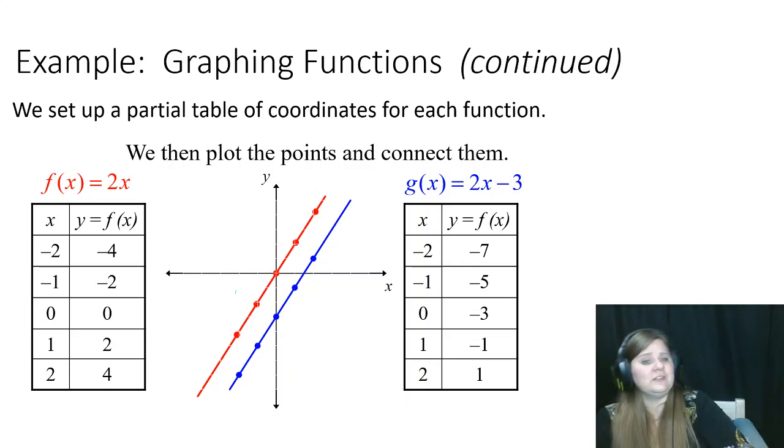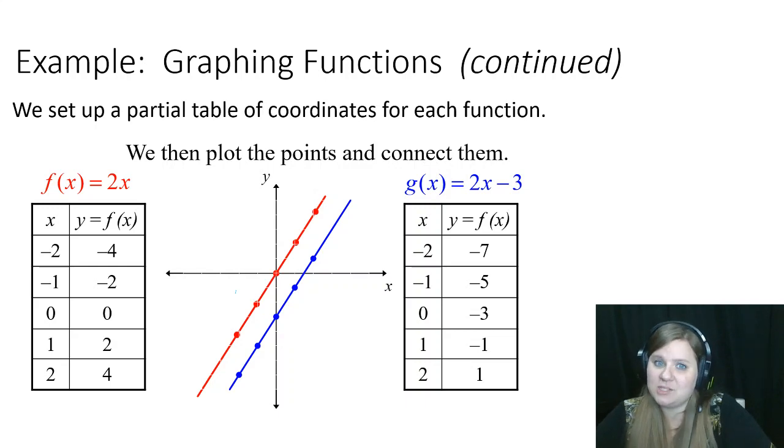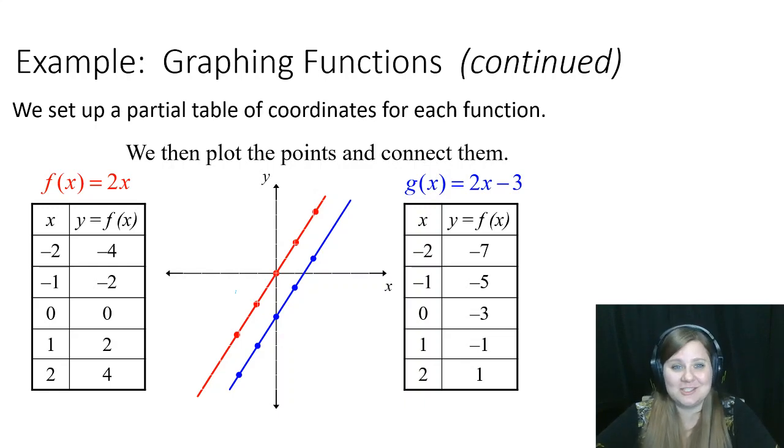So you'll see that these two functions are both lines of slope 2. That means they're parallel. But it turns out that g of x is f of x shifted down 3. So they're actually really similar functions.